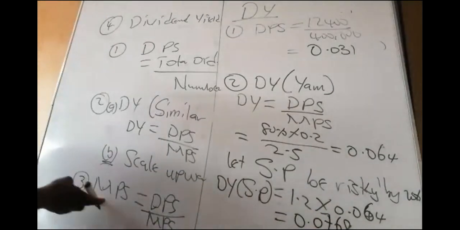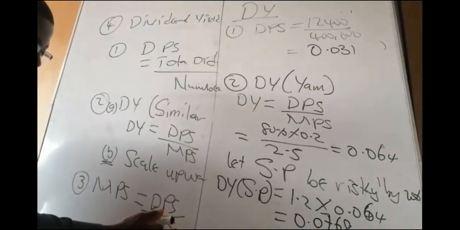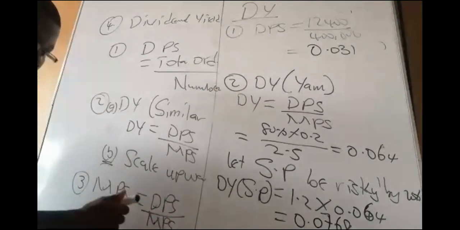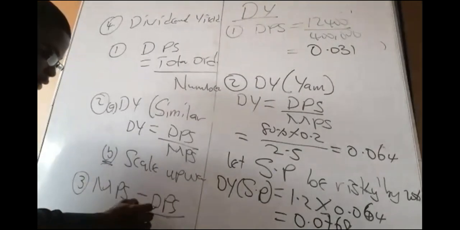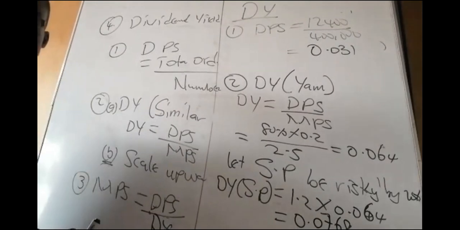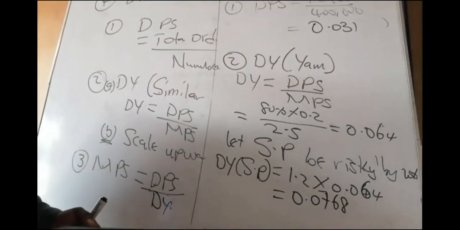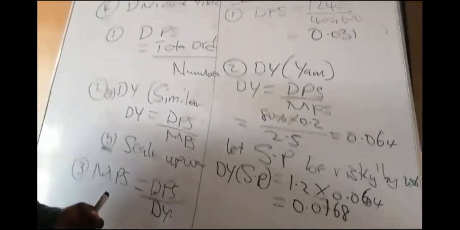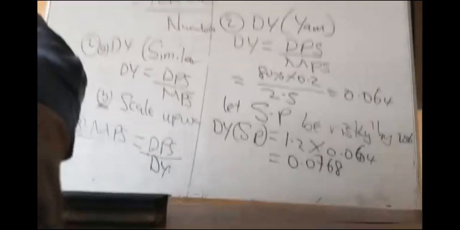Finally, calculate the market price per share by dividing the dividend per share by the dividend yield, in the step. So let's go down small. Up and down. Okay, that's fine. Let's go.